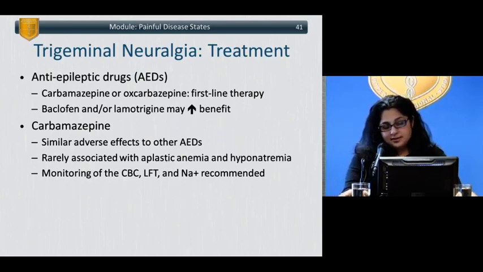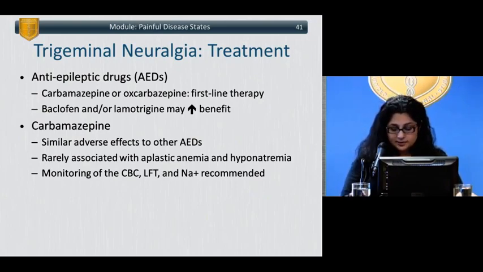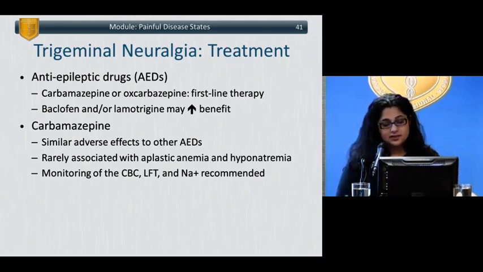Once again, multimodal treatment modalities. First-line treatment for trigeminal neuralgia is carbamazepine. Other treatment modalities include baclofen and lamotrigine. With carbamazepine, you have to be very cautious when initiating this medication in patients. It does have some rare side effects that can occur, and patients have to be followed with blood work. It can cause aplastic anemia and hyponatremia, so that's why CBC is indicated, as well as checking sodium levels. It is metabolized by the liver, so making sure LFTs, or liver function tests, are appropriate is indicated as well.